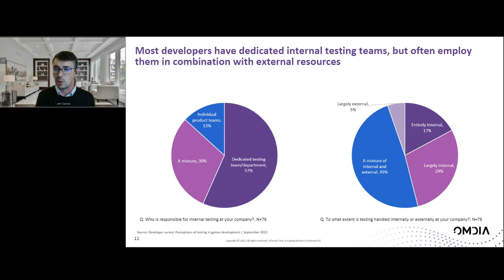And then when we look at internal versus external, we also see a tendency to mix and match. So there's a group over here on the right which are entirely or very much leaning towards internal, but the biggest option here is about half of respondents would describe testing at their studio as a mixture of internal and external. There was actually an option in the survey to say not just largely external, but entirely external. There were 0 responses for that one. So in practice, when we're talking about outsourcing, we're talking about supporting internal functions, not entirely replacing them.